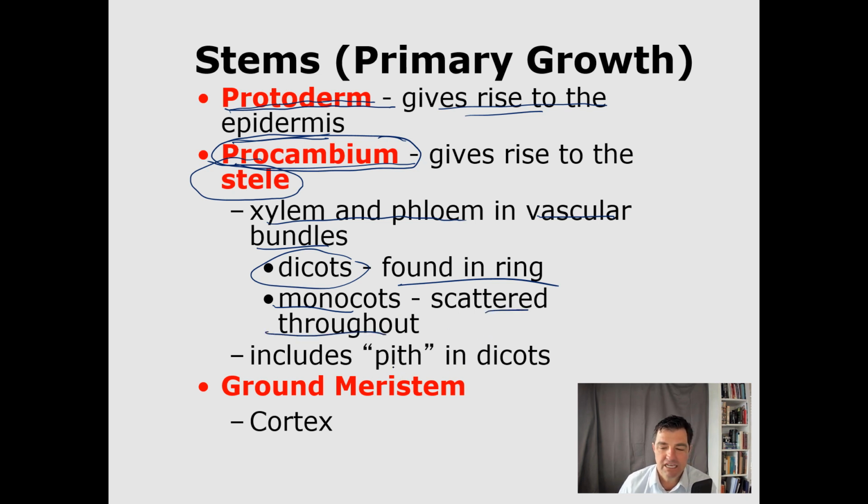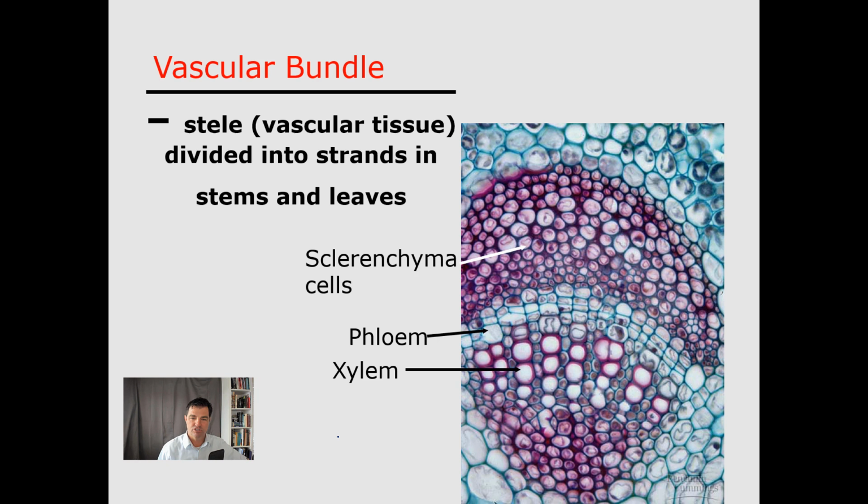And in the dicots, there's going to be a center portion of non-vascular tissue called the pith. And you should remember that the monocot root had a pith, but not the dicot root. Now it's the opposite, and the dicot stem has a pith, and the monocot stem does not. And then the stuff in the middle is called the ground meristem, and that gives rise to the cortex.